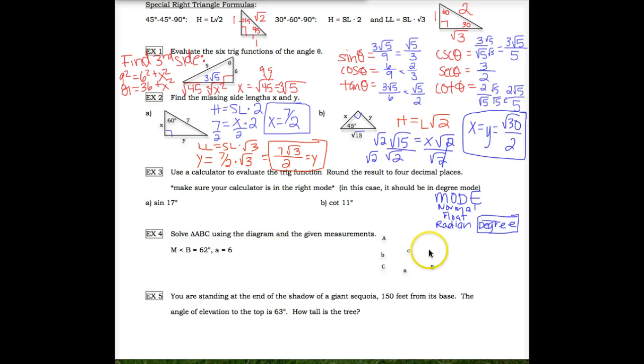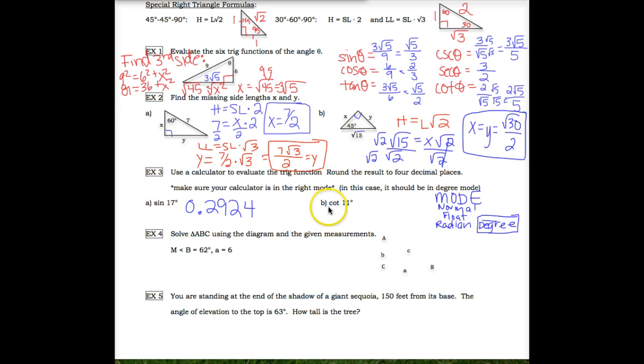All right, so once you know that it's in the right mode, now it's just a matter of mostly pressing buttons. So if I want to know the sine of 17, I just press sine, 17, close my parenthesis, and press enter. Here it says we're rounding to 4 decimal places, so that would be 0.2924 because the last digit has to round up.